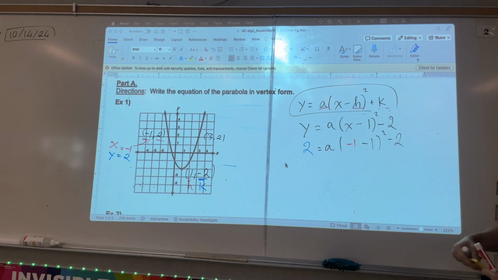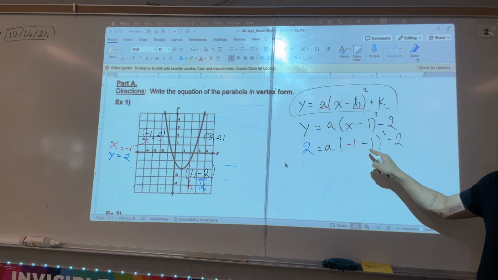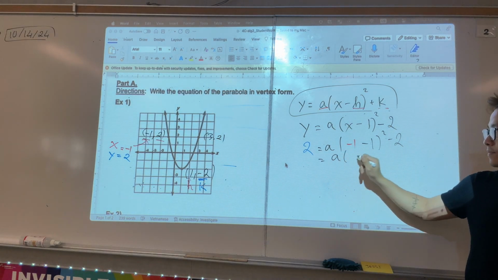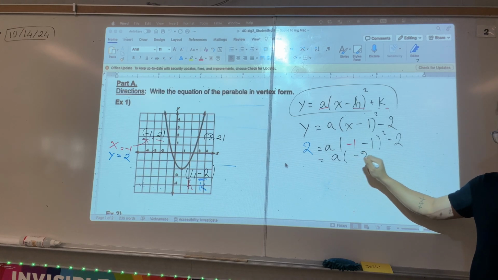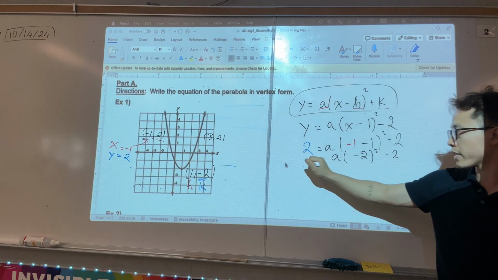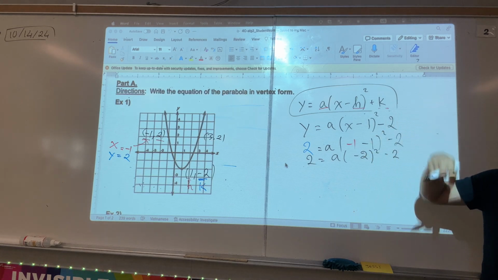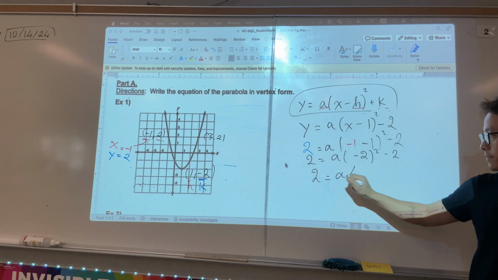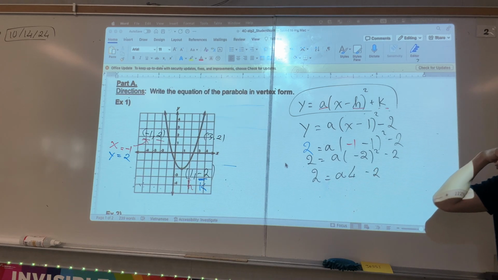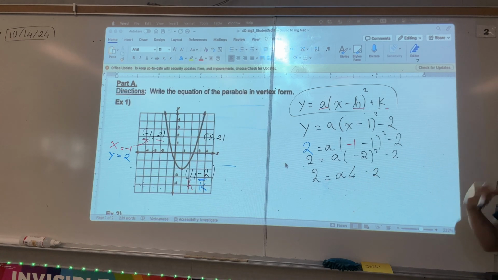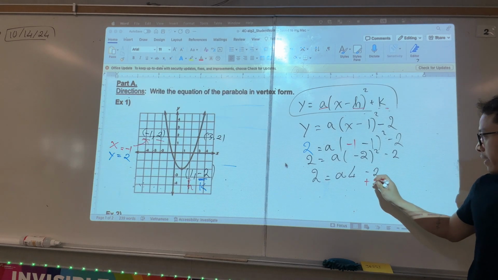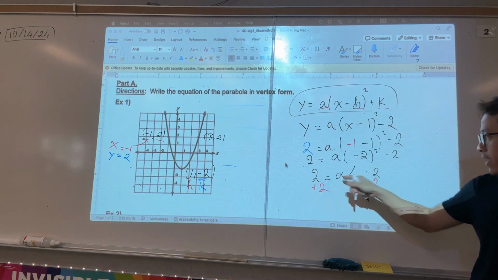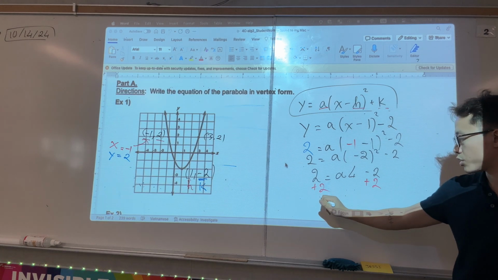PEMDAS, right? So parentheses first. Negative 1 minus 1 is negative 2. What next? After the parentheses, it is the exponent. Negative 2 squared is 4. So now I try to solve for a. How do you solve for a? You add 2 to both sides. Very good. You want to get rid of the one furthest away from a first. So 2 plus 2 is 4.